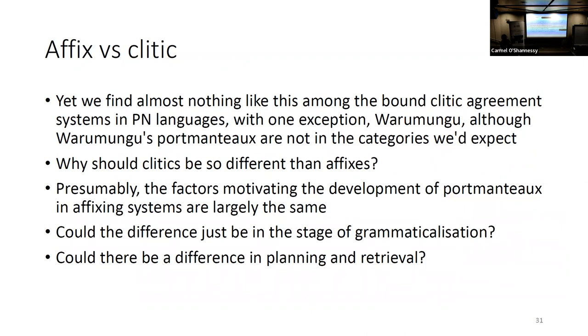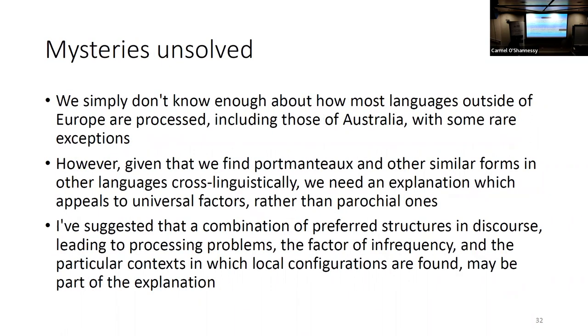Really stop. Okay. So we don't find anything like this in bound-pronoun systems except for Warrwa. But the Warrwa portmanteaus are not where we'd expect them to be. And presumably the factors motivating development of portmanteaus in affixing systems are largely the same. So what is the difference? I don't really have an answer there. All I can say is that since we find similar kinds of things in other languages around the world, we need an explanation that is something that we can apply generally. It has to be a general explanation. It can't be a parochial explanation that's specific to particular cultures or to specific language groups.